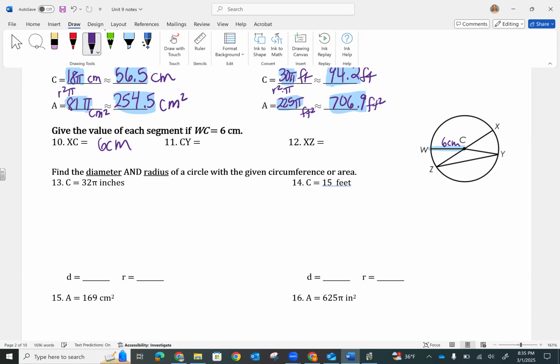C to Y would also be a radius. That would be 6 centimeters. Now X to Z is all the way across the circle. That's 2 radii put together, so it'd be 12 centimeters to make the diameter.